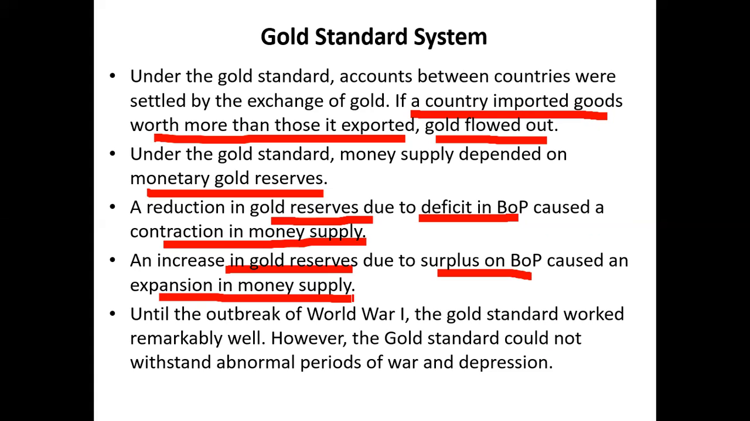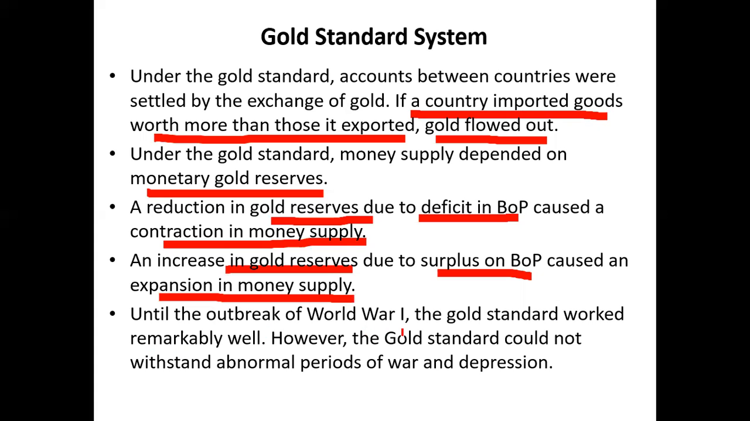If a country could get more gold reserves, then that country was in a position to expand the money supply. And if a country got less and less gold reserves, its money supply would be contracted. An increase in gold reserves means an expansion in money supply. A decrease or reduction in gold reserves means a contraction or decline in money supply. In short, money supply depended upon the reserve of gold in those days.